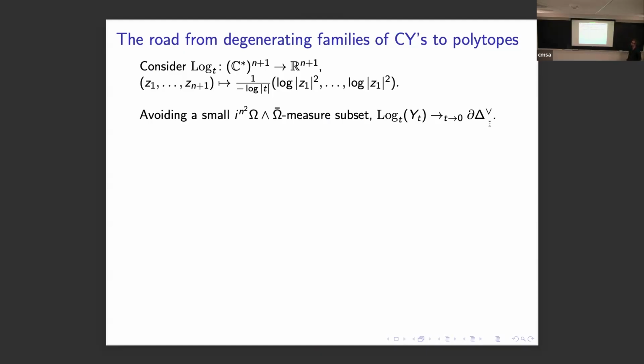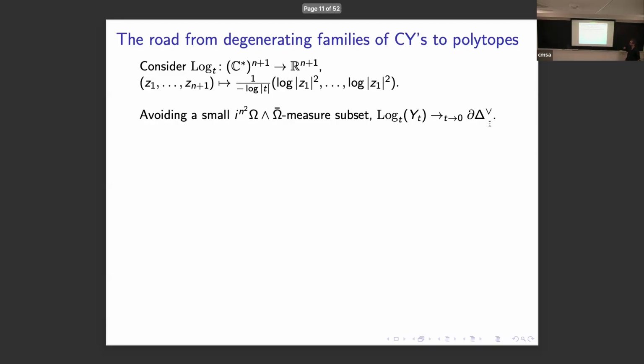So you consider this log map that we've seen. The first step is maybe to try to understand the image of the family under the log map. Now we consider the log map on the ambient space, so this is a little bit different from Yang's talks. You look at the image under the log map, and the first step is that you avoid some set of small Calabi-Yau measure, and this converges in the Hausdorff sense to the boundary of the dual of this polytope. So that's how the dual of the polytope arises.